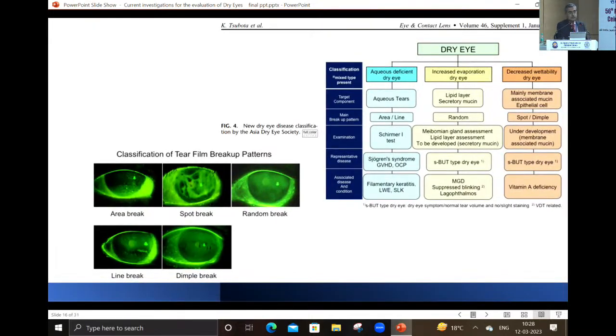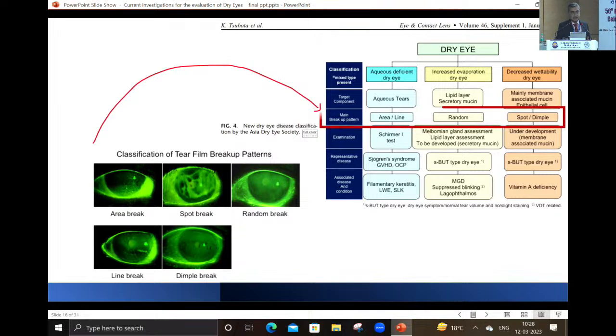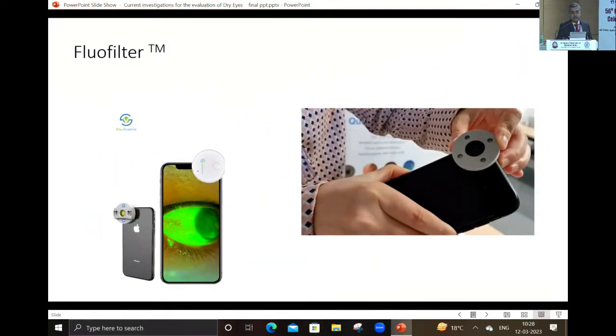And this is a new trend. Not only the breakup time that we are looking at, it's the breakup pattern as well, to find out what type of pattern it is, and we'll try to classify the dry eye accordingly.